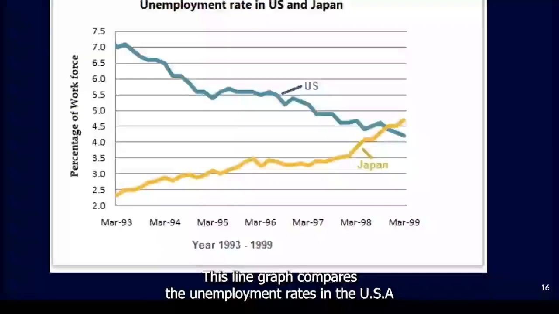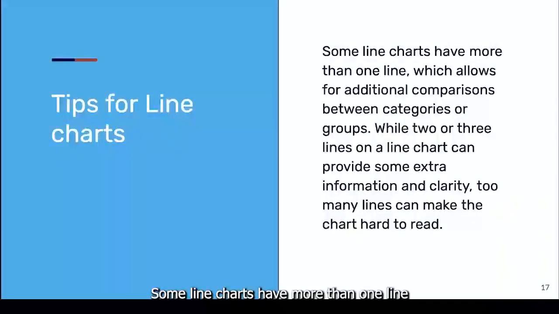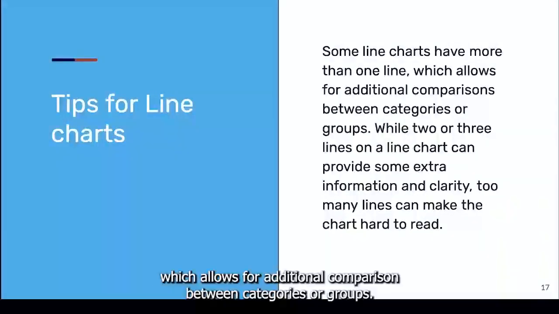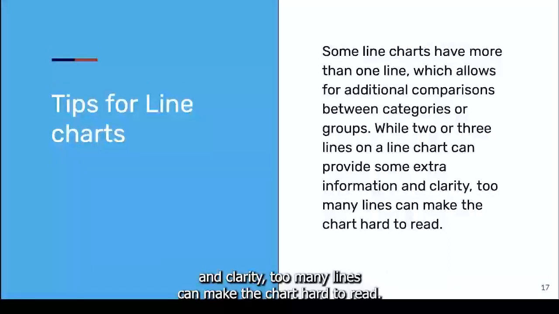This line graph compares the unemployment rates in the USA and Japan from March 1993 to March 1999. Some line charts have more than one line, which allows for additional comparison between categories or groups. While 2 or 3 lines on a line chart can provide some extra information and clarity, too many lines can make the chart hard to read.